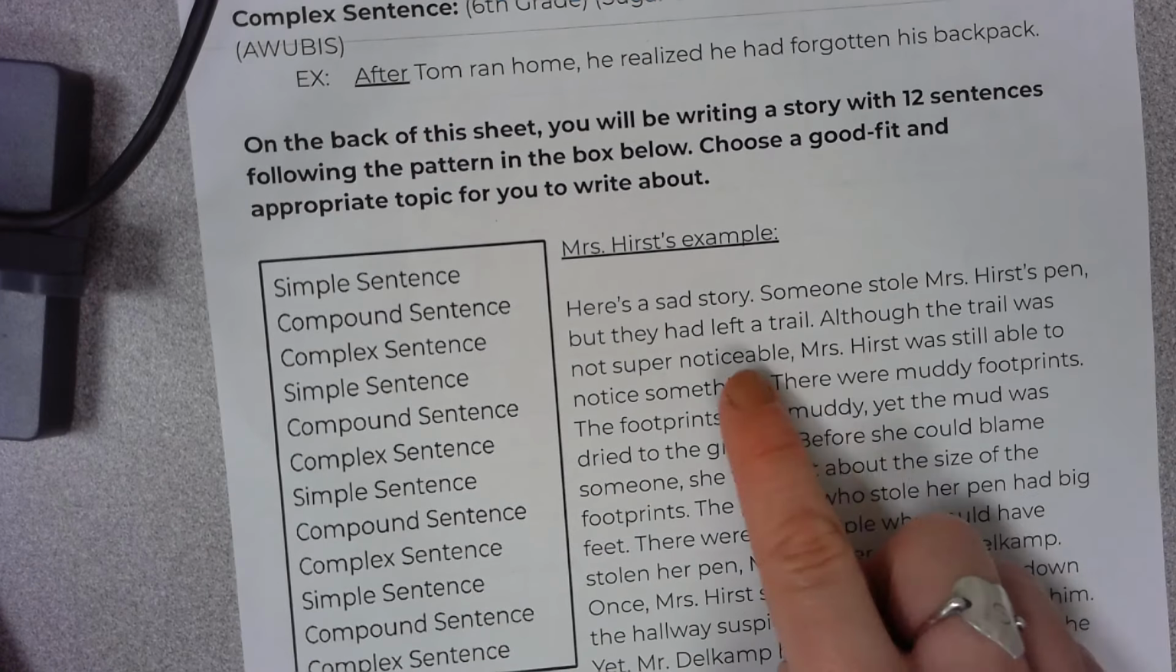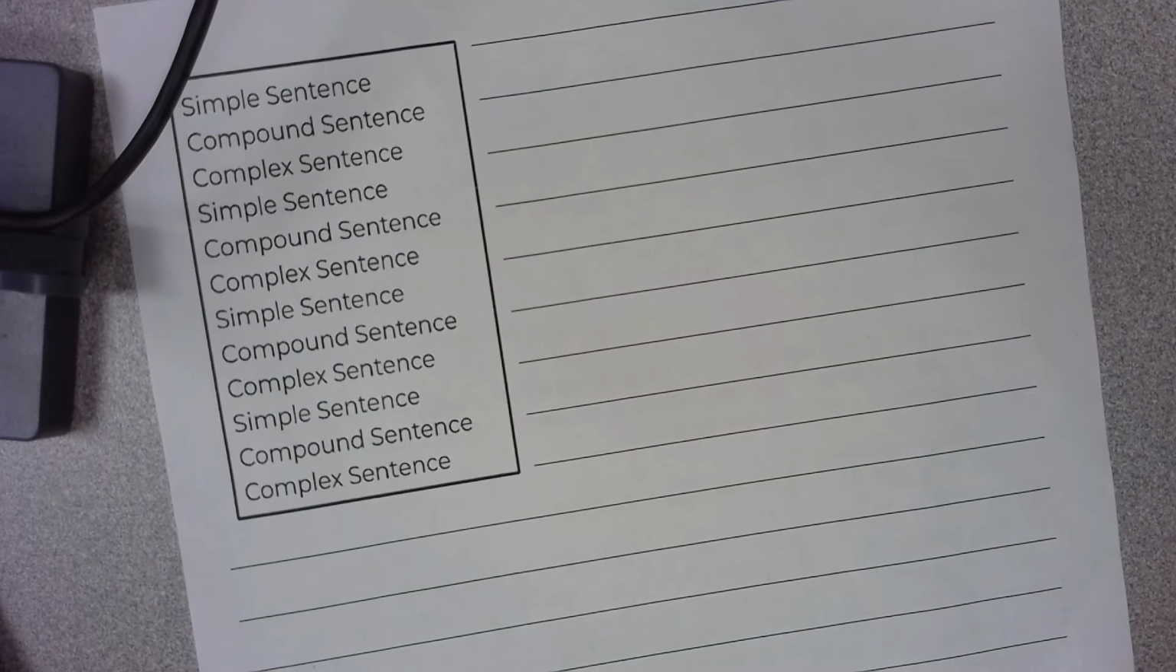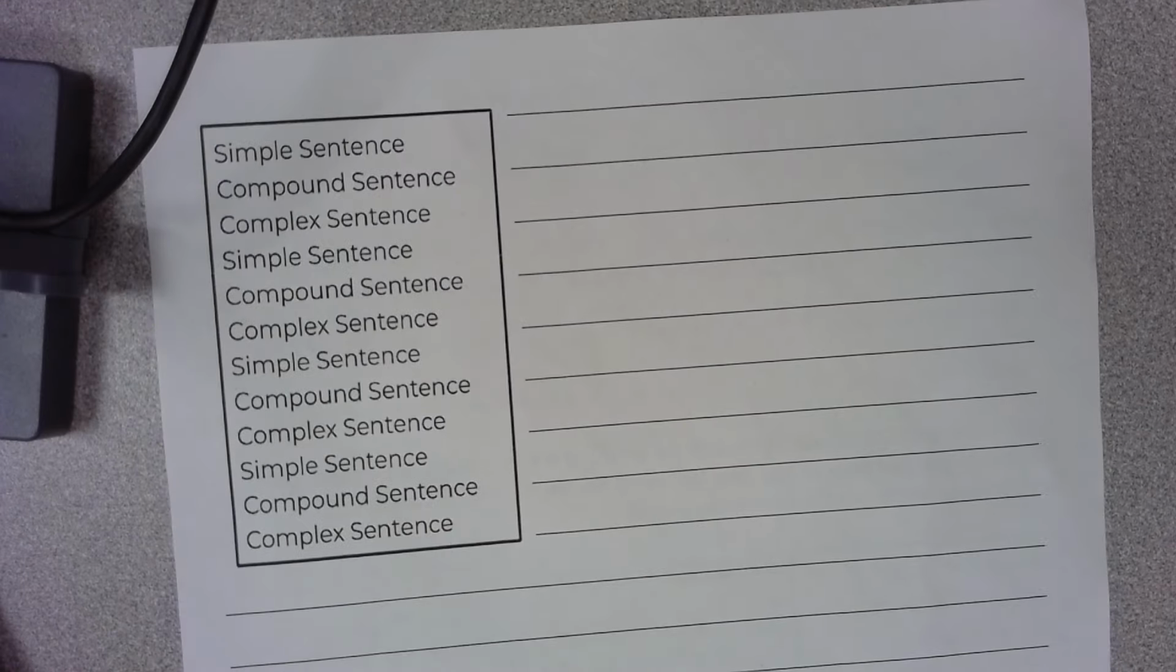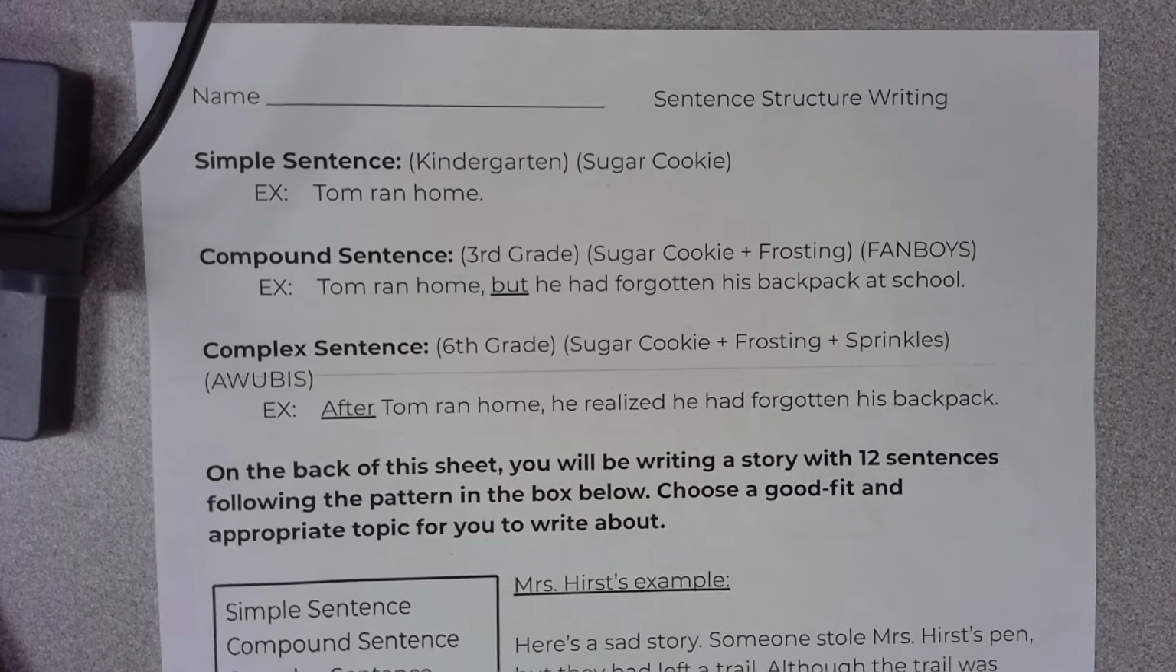But what I would do is write it out first if you're going to write it here, or type it out first if you're typing it on a Google Doc. And then once you're done with the whole story, go back and do the highlighting to see that dimension and that difference in the combination of the three sentences. Okay, hopefully that helped. This sentence structure writing will be due the day of your test.